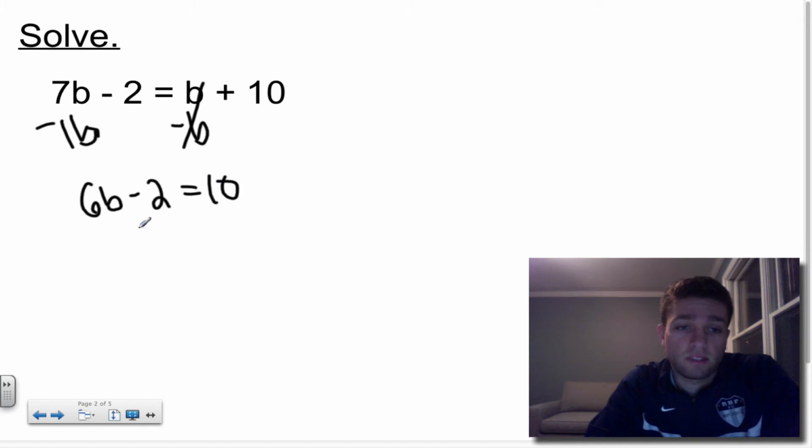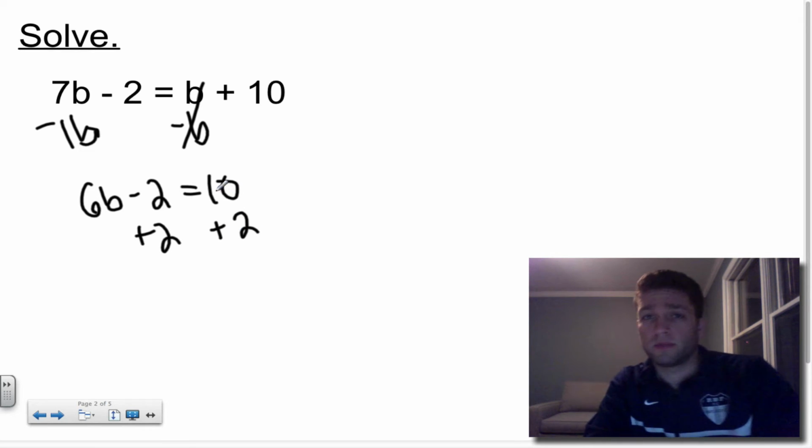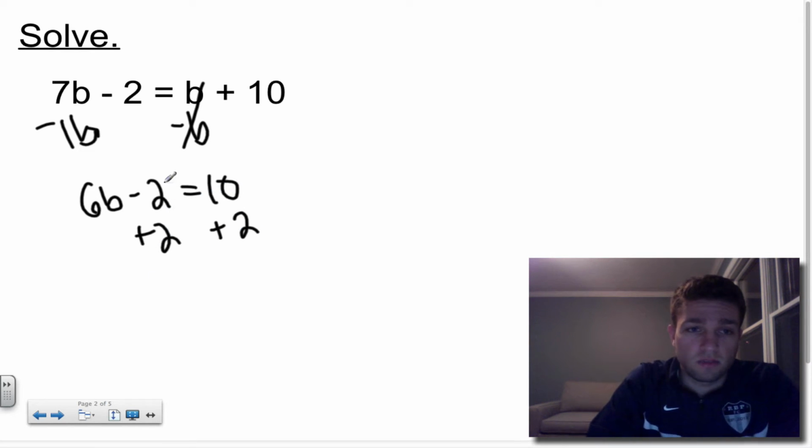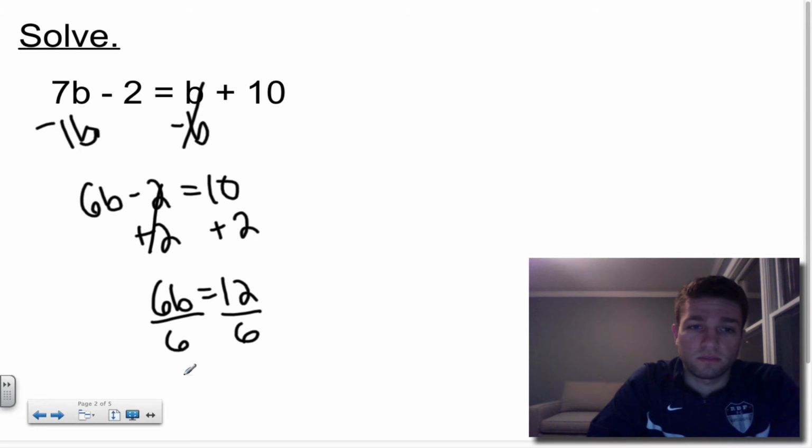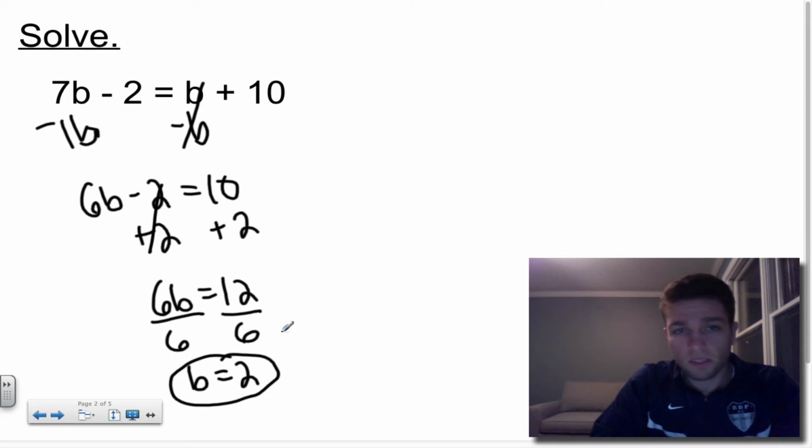And now you're just solving inverse operations. This should be a breeze once you get to this part because we've been doing so many of these. So that eliminates here. And then my last step is to divide by 6 on both sides, leaving me with b equals 2.